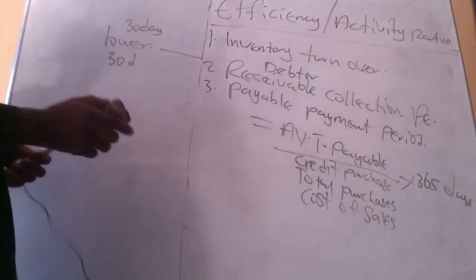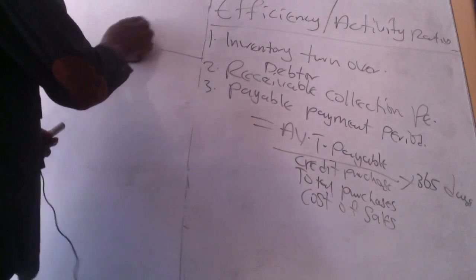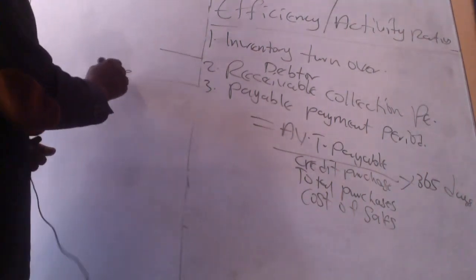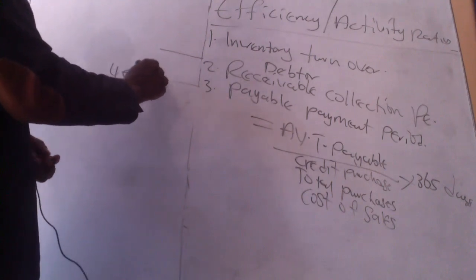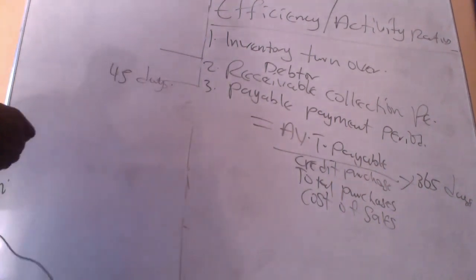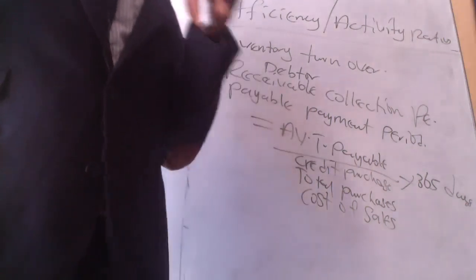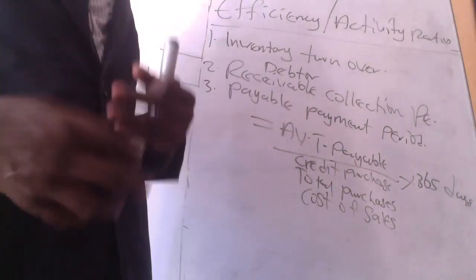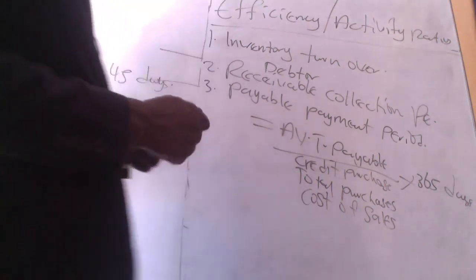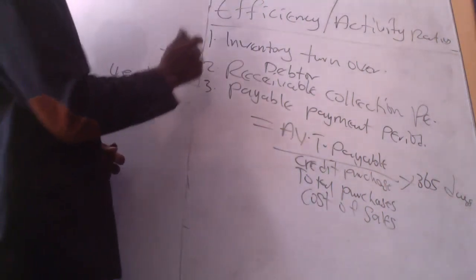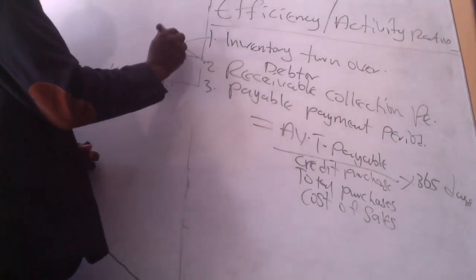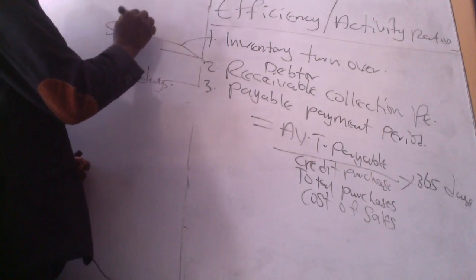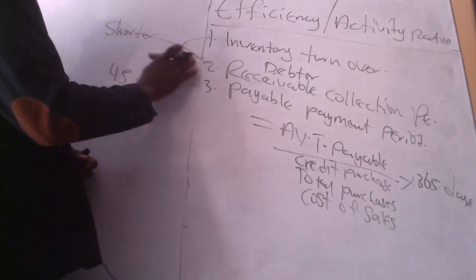The benchmark is 45 days. The benchmark over here is 45 days. Here, the lower, the better. Sorry? No. Here, the longer the day, the better it is. Yes, because it's a liability. These two go in for the lower or the shorter. So let's say shorter, the better. And the opposite is true.